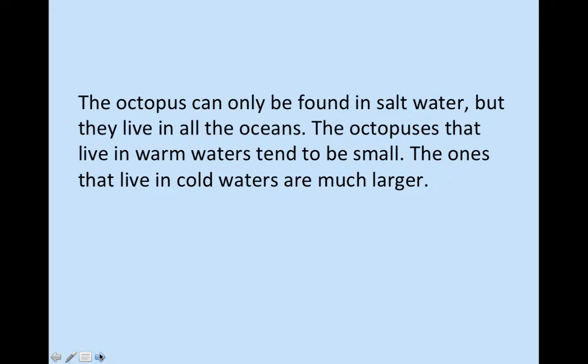The octopus can only be found in salt water, but they live in all the oceans. The octopuses that live in warm waters tend to be small. The ones that live in cold waters are much larger. Now, in the first sentence, the octopus can only be found in salt water, but they live in all the oceans. The key words are salt water, all oceans.